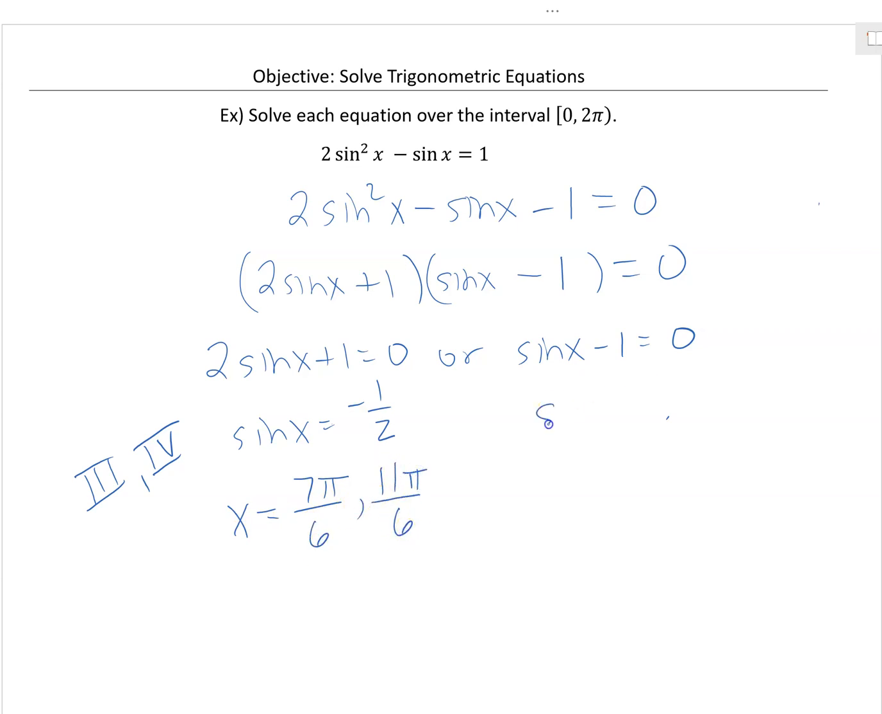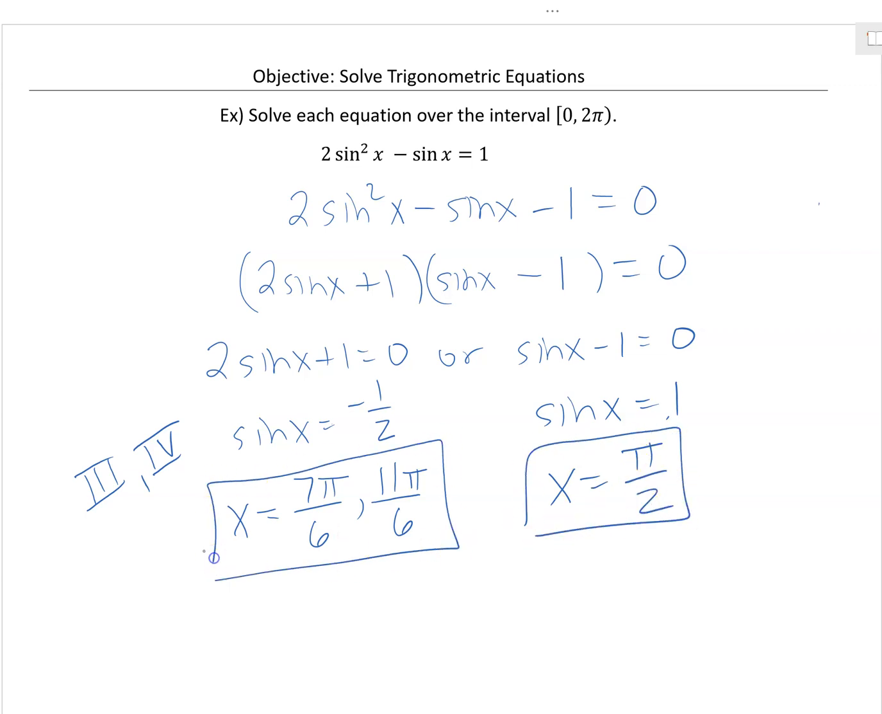And then here we'd add 1, so we have sine of x equals 1. So here we have to know, well, what's the angle that has sine of 1? And that is our quadrantal angle of pi halves radians, 90 degrees. So we get 3 angles this time.